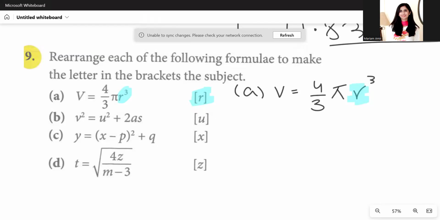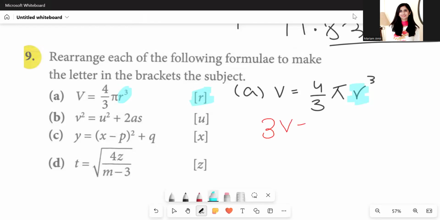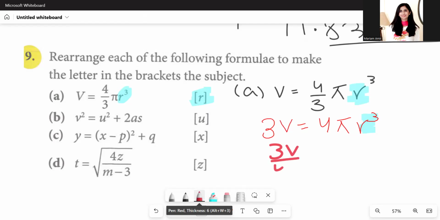So right now 3 can go to the other side directly, and we'll have 3V equals 4 pi R cube. Again, we'll keep R cube intact, and we can just move 4 pi to the other side. R cube stays the same, so we can do 3V upon 4 pi equals to R cube. Now the question was to make R the subject, not R cube the subject.